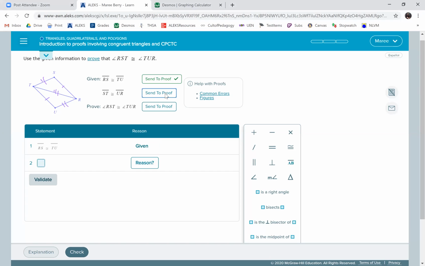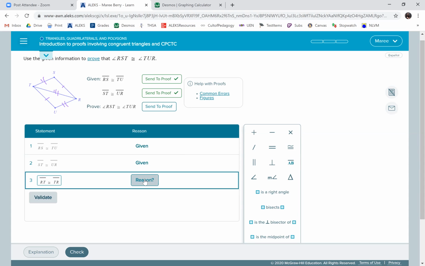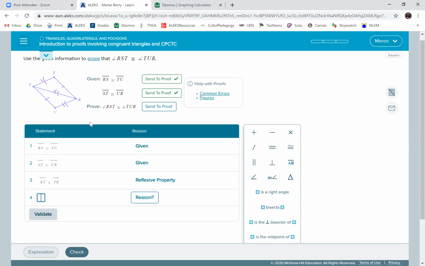So we can send these to the proof. We're going to go ahead and say TR. Let me see, we better do the right order. So RT is congruent to TR. I like doing it in the right order. And that is reflexive. So then we're going to go ahead and say the two triangles are congruent.